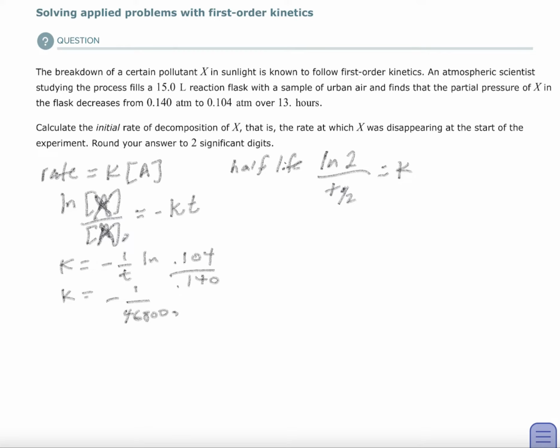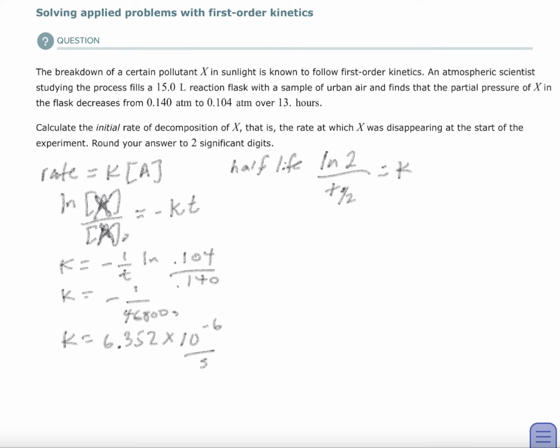All right, so let me do that now. I have 0.104 divided by 0.140 equals 0.7428. Now I'm going to take the natural log, and then I'm going to multiply that by -1, divided by 46,800. And I get K equals 6.352 times 10 to the -6, and my K is going to be over seconds. So this is 6.352 times 10 to the -6 per second.